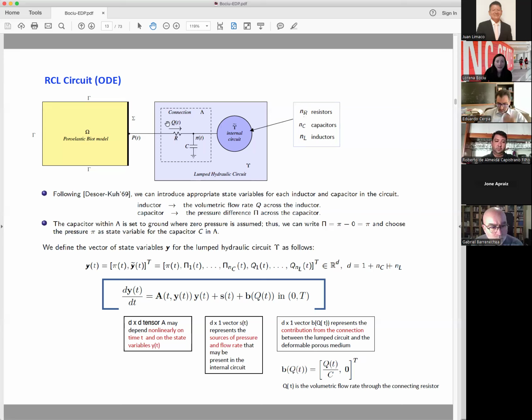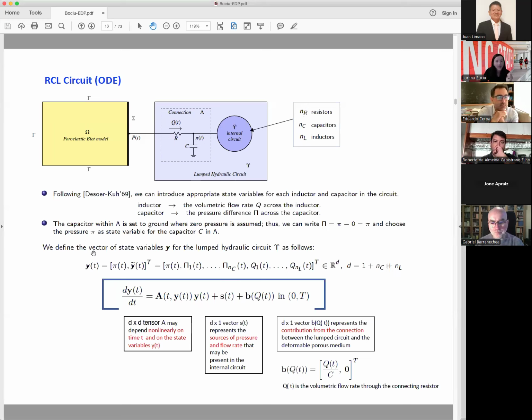Now, inside the connection, we assume that the capacitor here is set to ground, where we assume zero pressure. So the difference across this capacitor becomes just little pi, and we call this little pi instead of capital Pi to separate it from all the other ones, because this is the one where you truly see the connection with the PDE model. It will show up in the equation of the PDE, so to set it apart from the other variables.